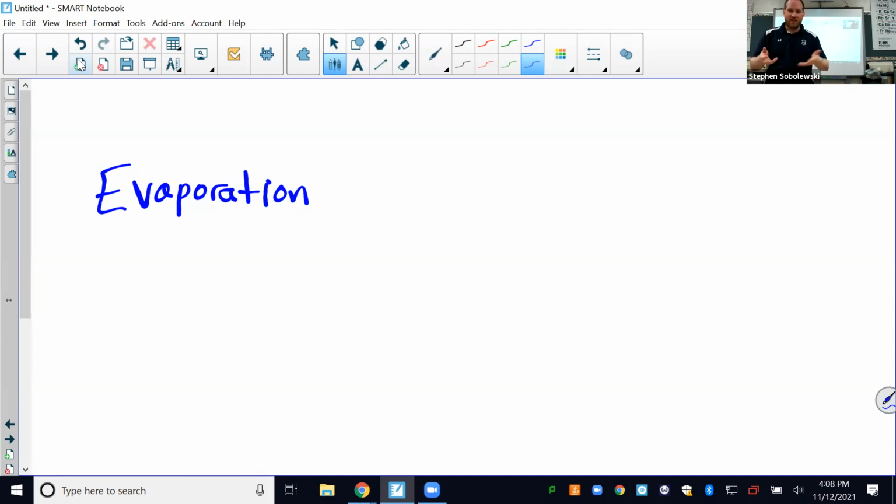And we see this in a lot of different things. Mostly it's just our human bodies. That's how you cool down. It's the sweat evaporating off your skin. And that's why when it's like 100% humidity, what that means is there's so much moisture in the air that your sweat can't actually evaporate.